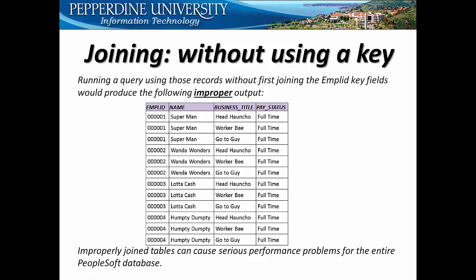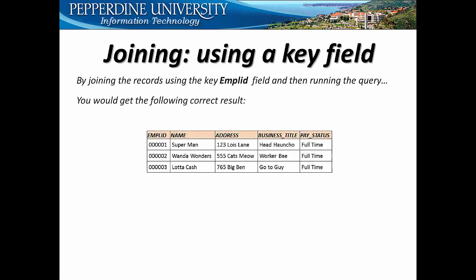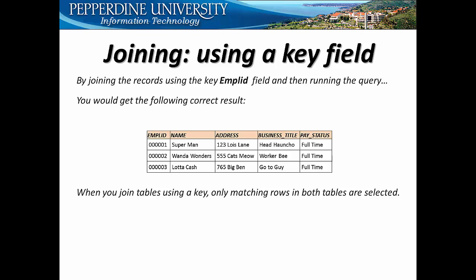When you link tables using key fields, you ensure that you will not retrieve duplicate data in your query result. If you join the tables using the key EmployID field and ran the query, you would get the following correct result. Notice that there are only 3 rows of data in the output. When you join tables, only matching rows in both tables are selected. Also note that Humpty Dumpty had no data in the employment table. Therefore, Humpty was not included in the results.